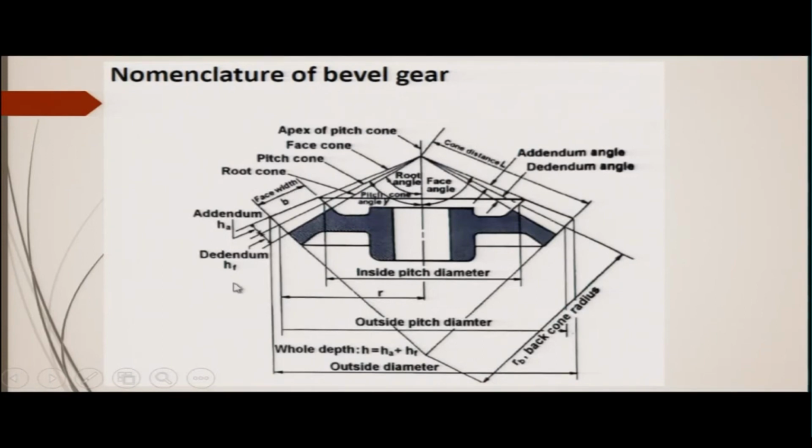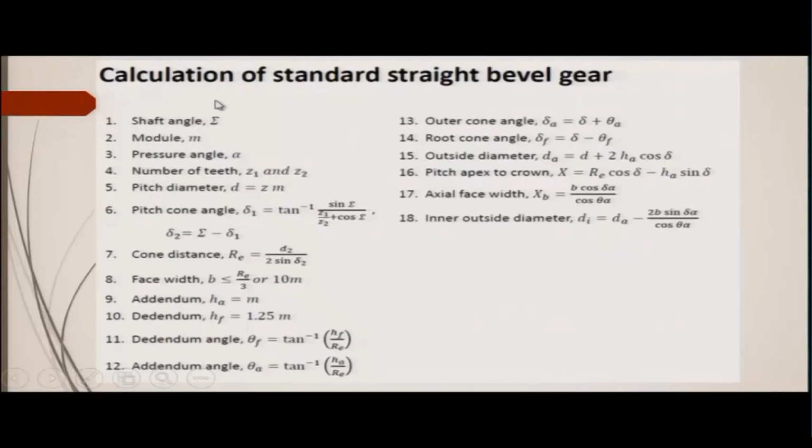These are all the parameters or the nomenclature of a bevel gear that we should know, because according to these nomenclatures we will have the parameters calculated or given. Some of the parameters have to be calculated and some of the parameters will be given. The calculations of a standard straight bevel gear are the following.